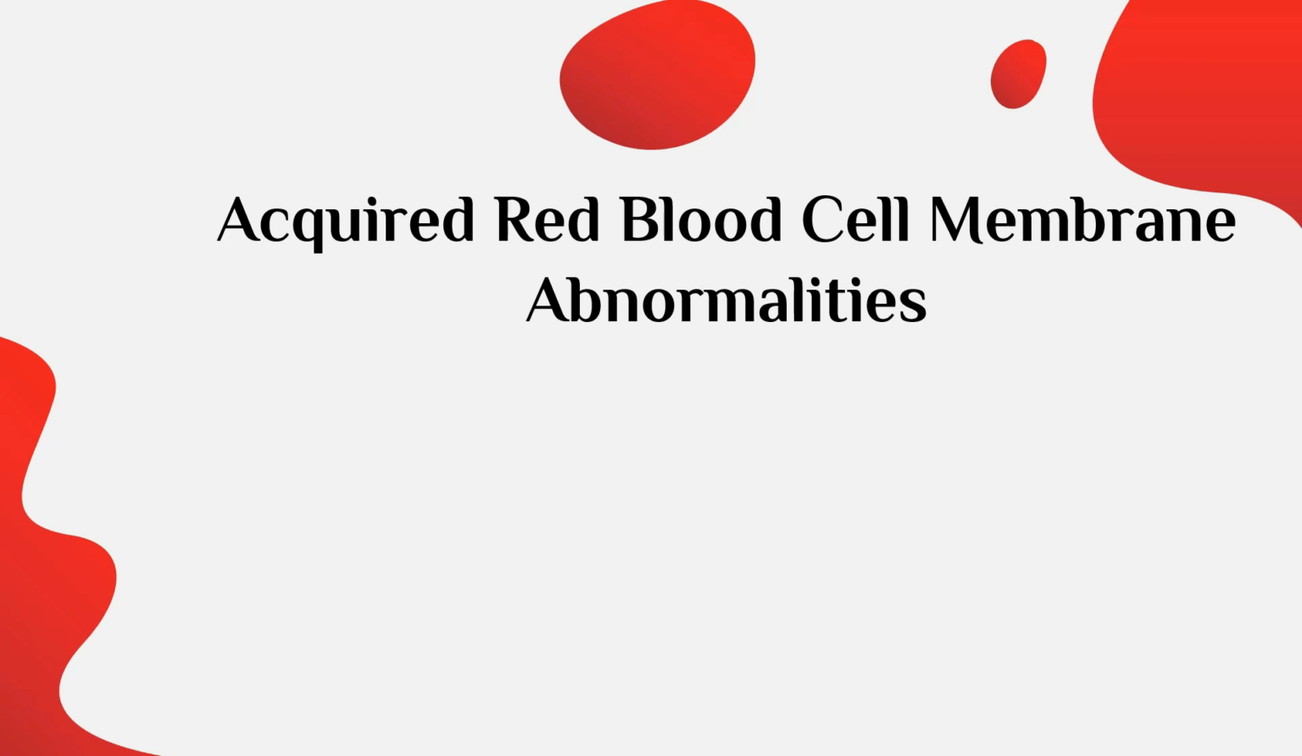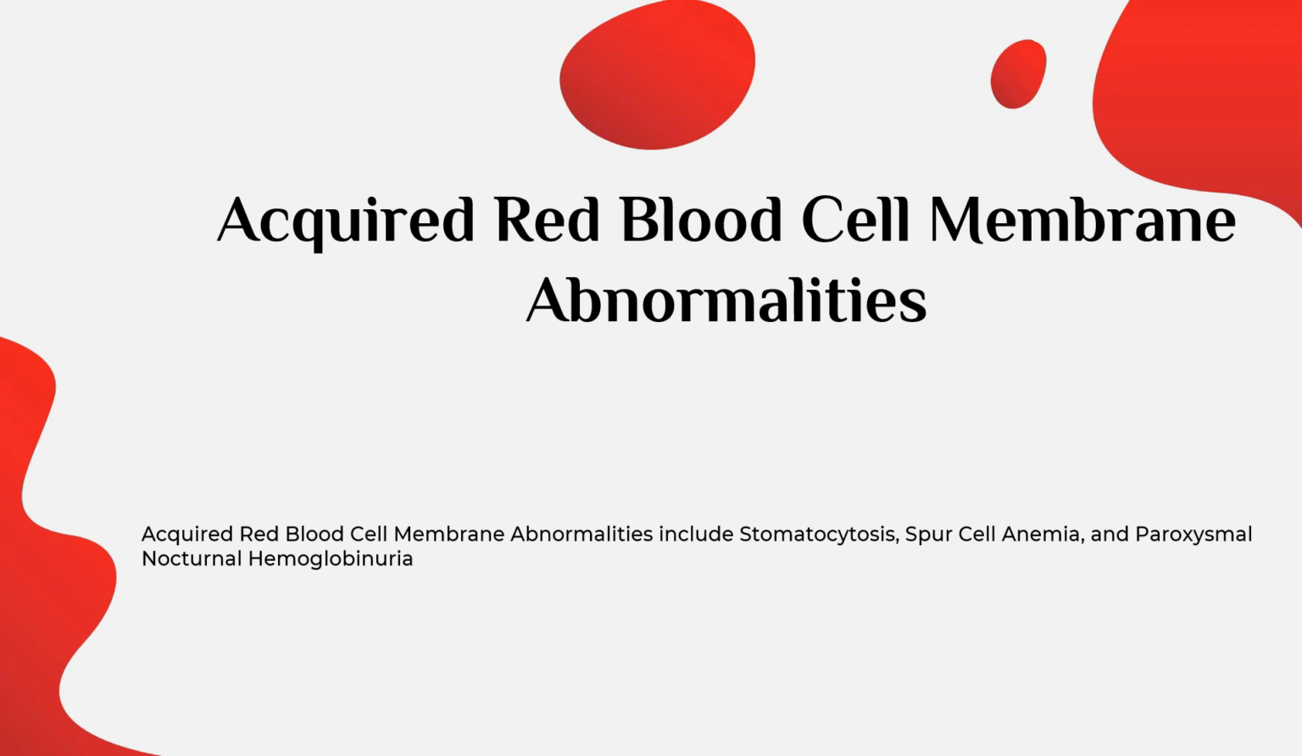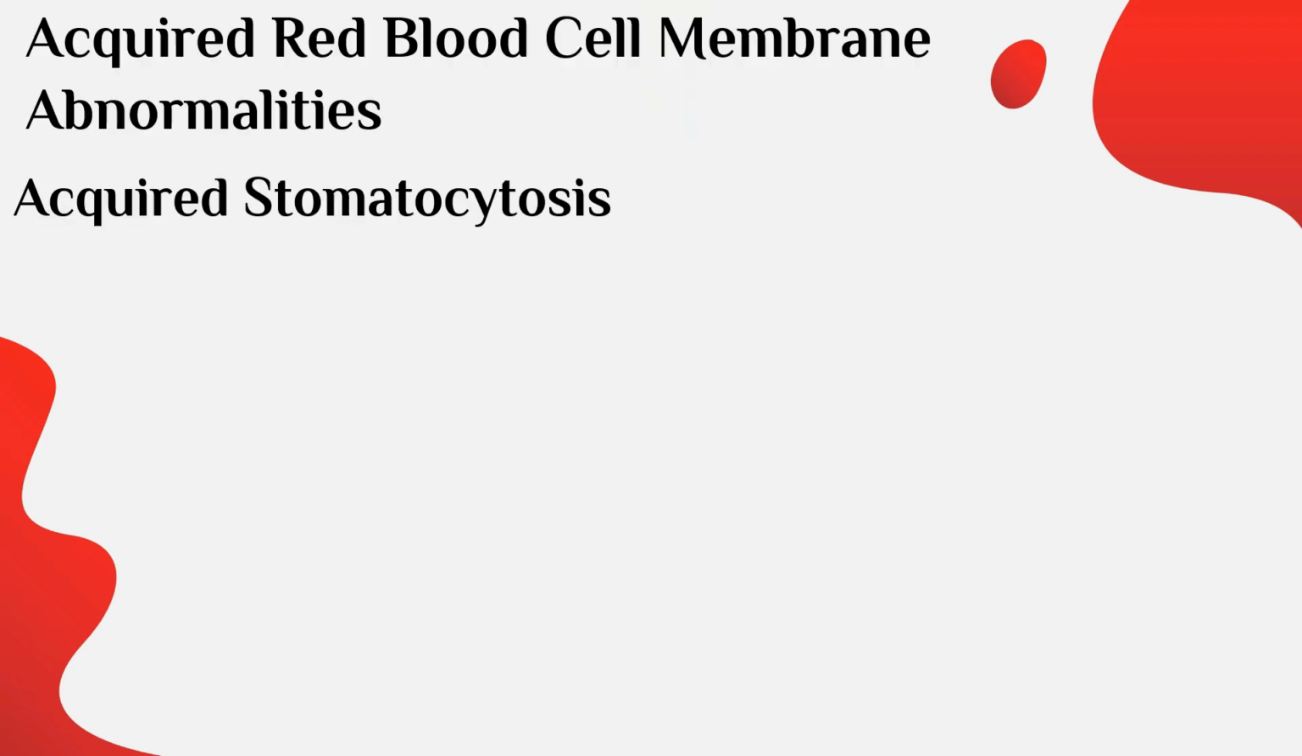Acquired red blood cell membrane abnormalities. Acquired red blood cell membrane abnormalities include stomatocytosis, spur cell anemia, and paroxysmal nocturnal hemoglobinuria. Acquired stomatocytosis. Stomatocytosis is a common artifact seen on blood films stained with white stain.